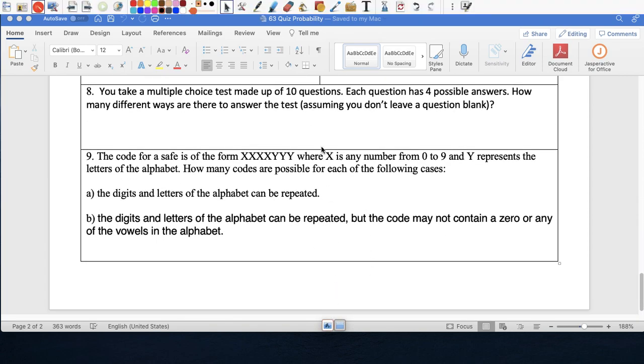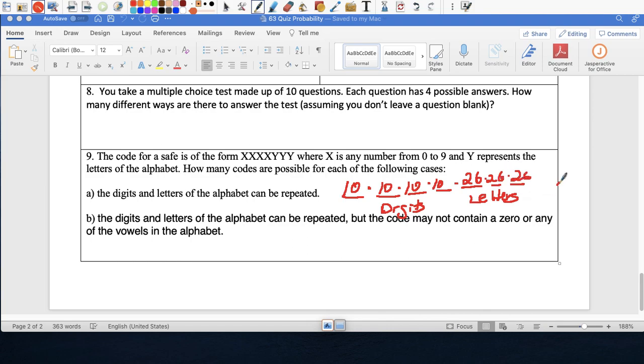This one says can be repeated, so it's not a permutation. All right, so there's a safe with x, x, x, x, y, y, y. X is a number 0 to 9, and y represents a letter of the alphabet. So 1, 2, 3, 4, these are digits, and 1, 2, 3, these are letters. How many codes are possible for each of the following cases? The digits and letters of the alphabet can be repeated. In the first spot, you can choose from 10 different digits. The second, 10. The third is 10. The fourth is 10. The fifth, it's letters, so it's 26, 26, 26.